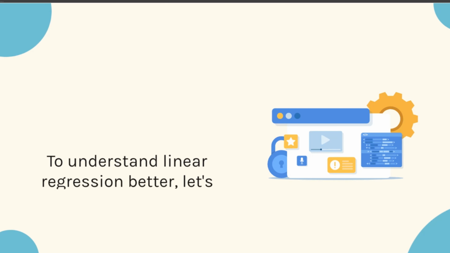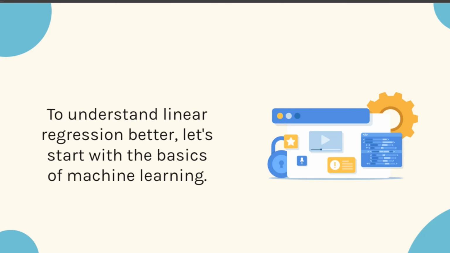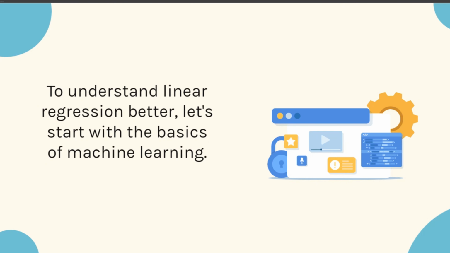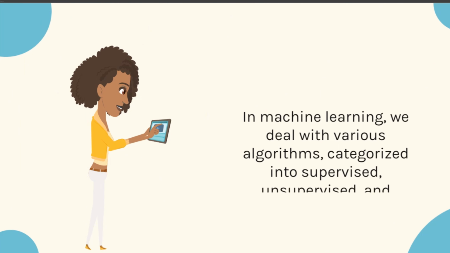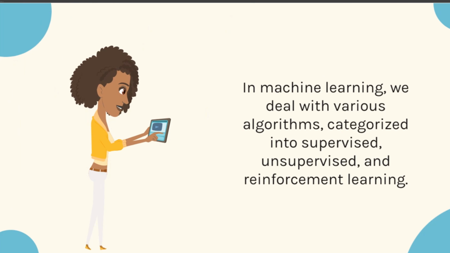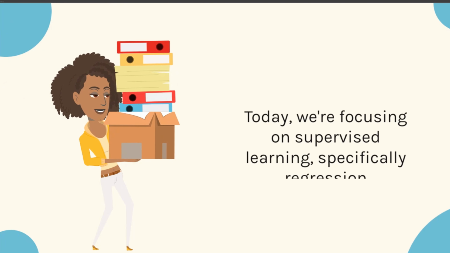To understand linear regression better, let's start with the basics of machine learning. In machine learning, we deal with various algorithms categorized into supervised, unsupervised, and reinforcement learning. Today, we are focusing on supervised learning, especially regression. Let's see how linear regression fits in.